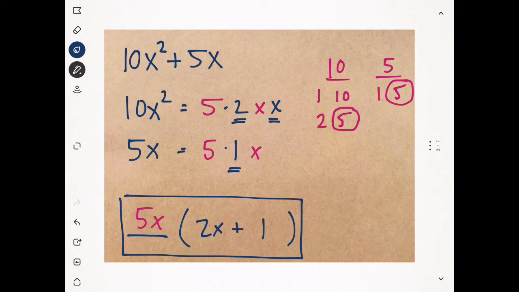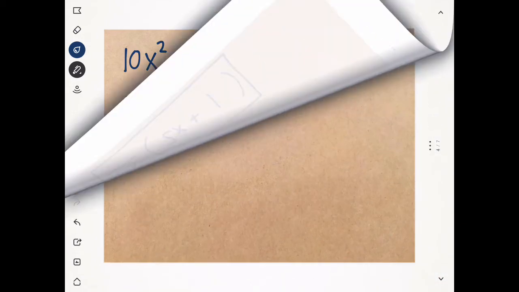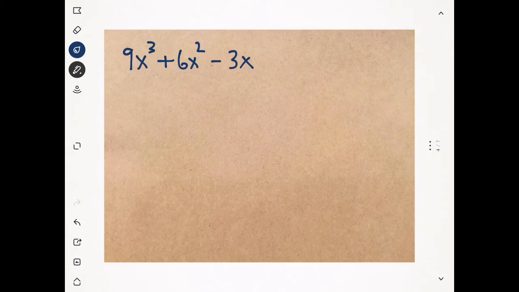Okay, let's take it one step further. So far, both examples that we've done have had only two terms in the polynomial. Now, what if we have three terms? What if we have something like 9x to the third plus 6x squared minus 3x? Okay, so the only difference is the third term, right?